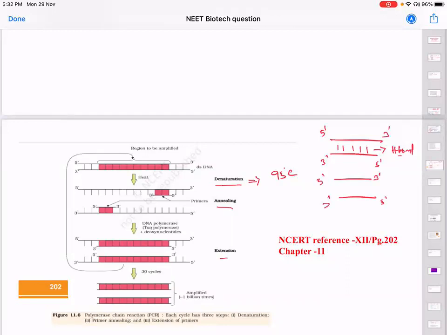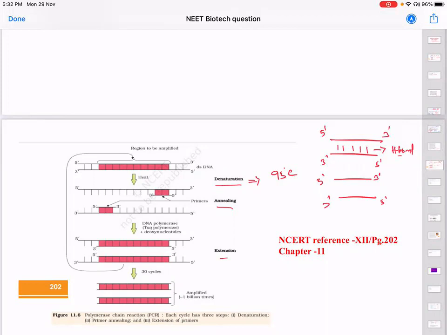Once this happens, your primer will be able to bind exactly with the specific gene. So that is why heat is applied in PCR, and that's the reason why we go for Taq polymerase. We don't use the normal polymerase in PCR because normal polymerase is not heat resistant, and we need an enzyme which can tolerate or withstand the high temperature.